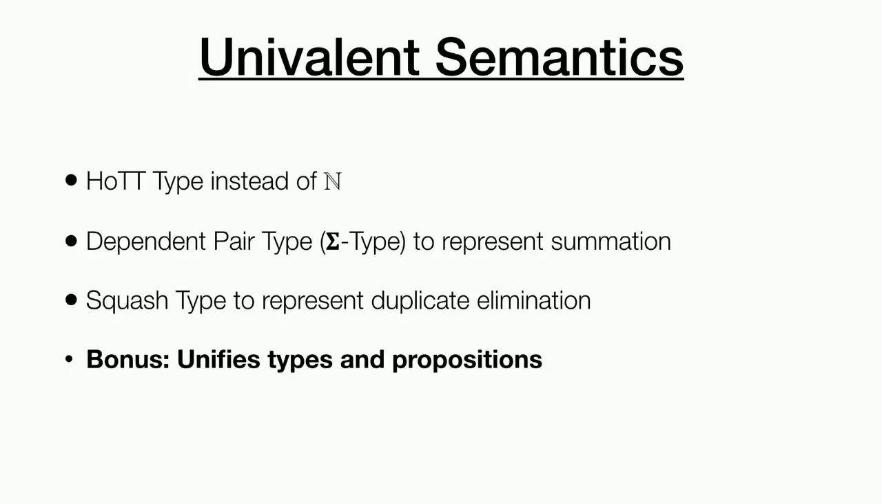So the first solution we have to this problem is that we try to use a different encoding, right? So basically, we use homotopy type theory, and try to model a homotopy type instead of a natural number. Basically, we just need the abstract reasoning of the type equivalences, right? So we don't want to reason about the natural number inductively.